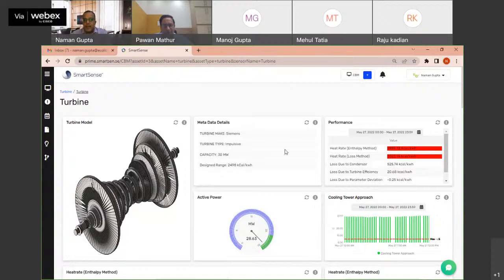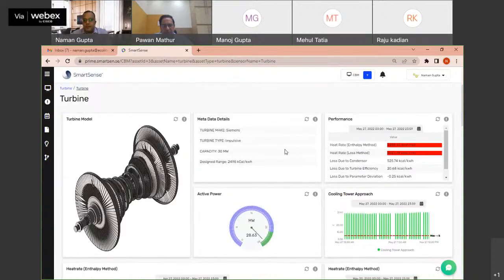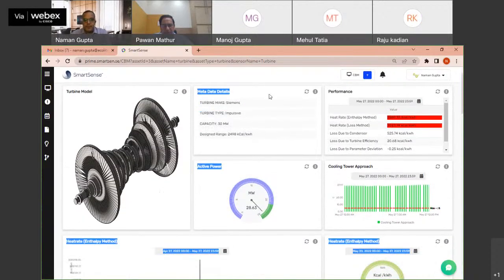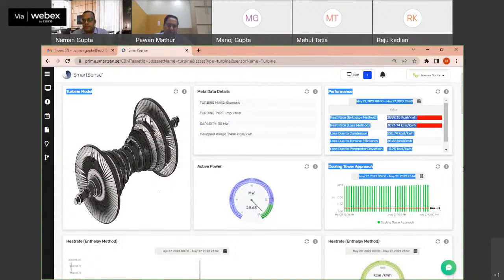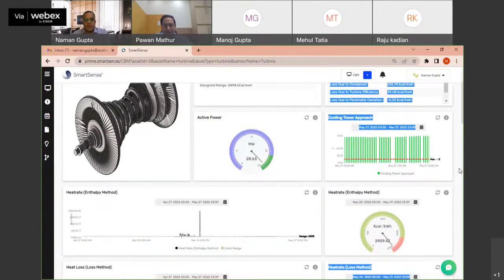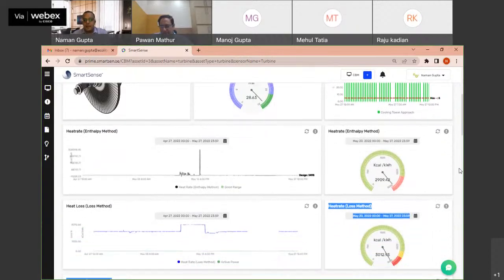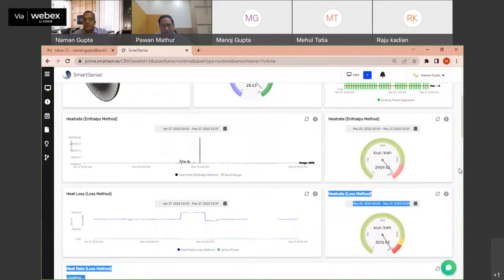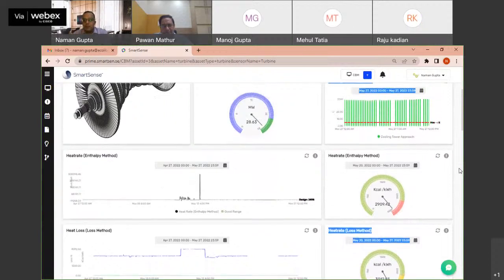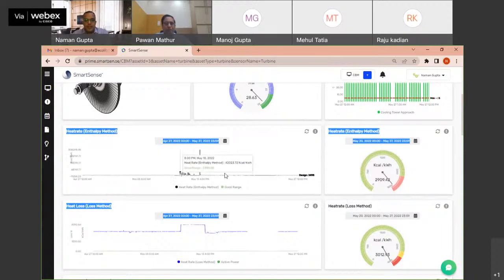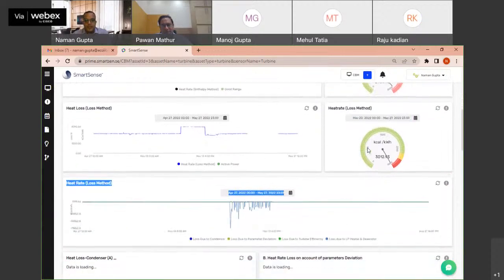Then what we understand is that there are multiple parts of a turbine, like cooling tower, deaerator, etc. So we give individual performance and efficiency of those individual equipments also, which help reduce the overall heat rate of the turbine, right? So as you can see, these are the heat rate of enthalpy method, heat rate through loss method, etc.